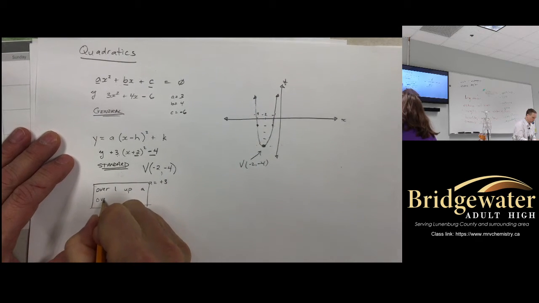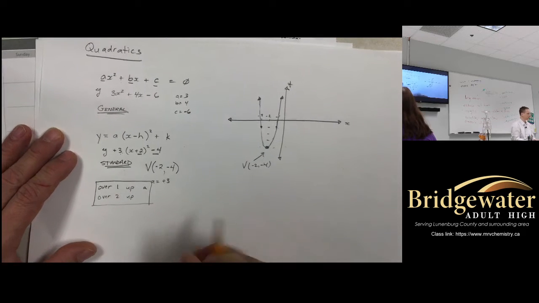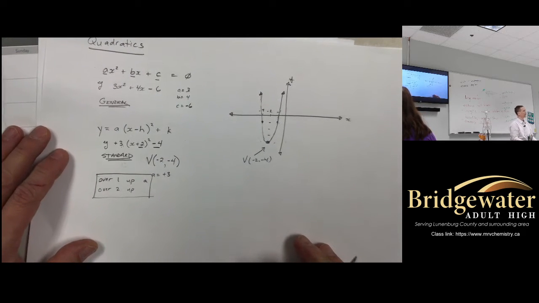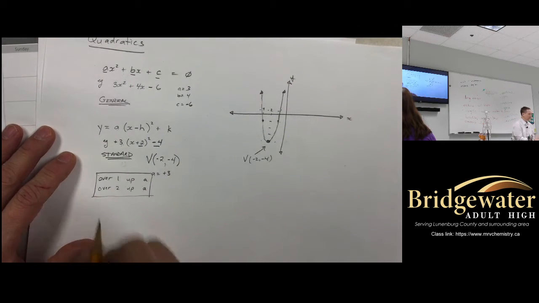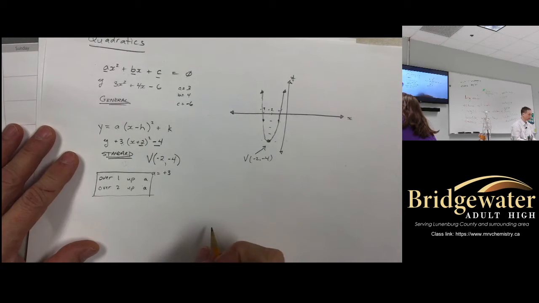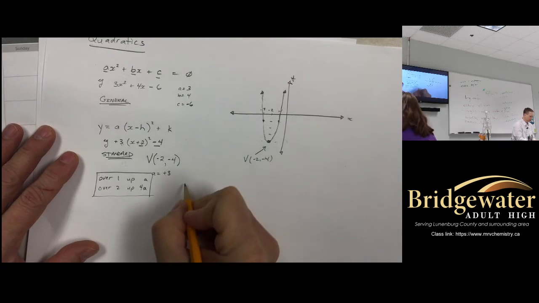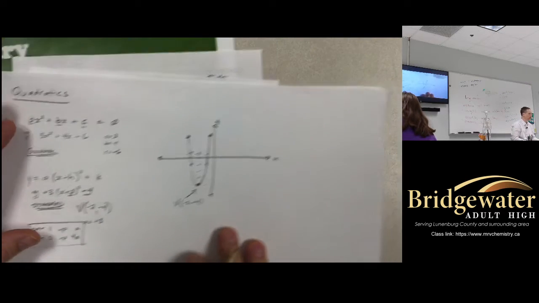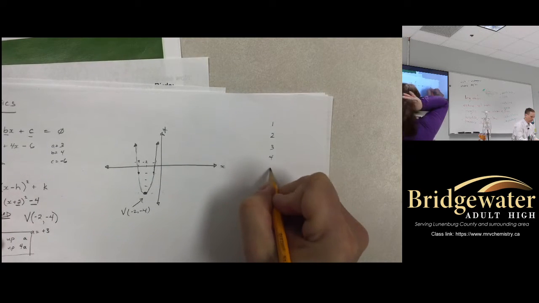The second rule here to get 5 dots is over 2, up... Can anyone remember that? That's a long time ago. Times it by, it's something a. It's a times, close, 2 squared. 4a, okay? So normally, way back when we were doing radicals, we did 1, 2, 3, 4, 5.